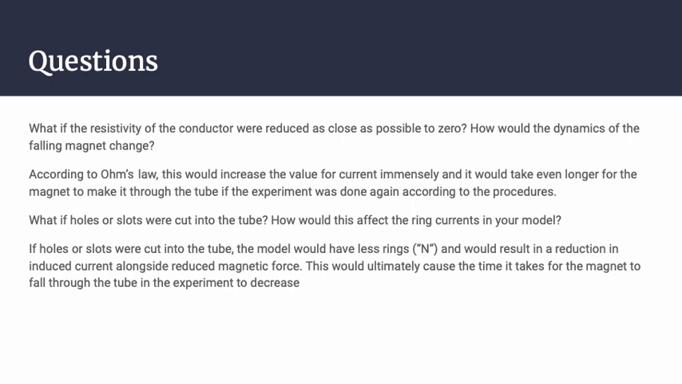Next question, what if holes or slots were cut into the tube? How would this affect the ring currents in your model? The holes or slots cut into the tube, that model would have fewer rings, or N would be smaller, and would result in a reduction in induced current alongside reduced magnetic force. This would ultimately cause the time it takes for the magnet to fall through the tube in the experiment to decrease.